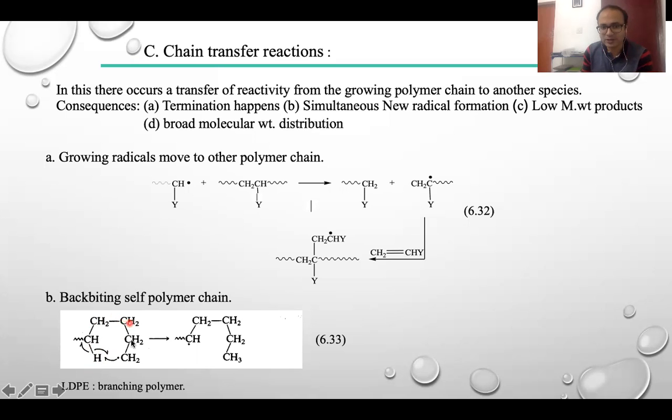If we look into this particular transition state, it's a six-member transition state. Often this backbiting, this type of chain transfer reaction within the same polymer chain, will only happen if you have this kind of transition state possible in the intermediate. Okay, so thus you generate a radical in the middle, and you can generate a new set of polymer here. So it is a branching that happens here. So branching can be one consequence of this particular chain transfer reaction.